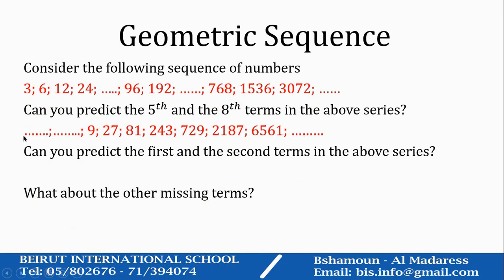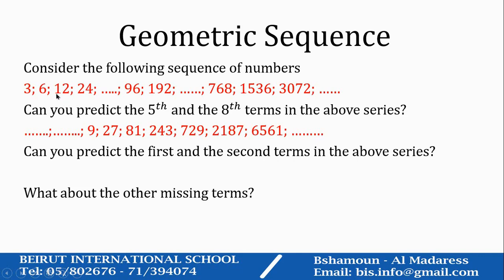Let's have a look at the sequence of numbers 3, 6, 12, 24, and so on. There is a relationship between these numbers. Can you predict the relationship? Last time we took the difference between two consecutive terms and it seems to be constant in an arithmetic sequence, while in geometric there should be another way.